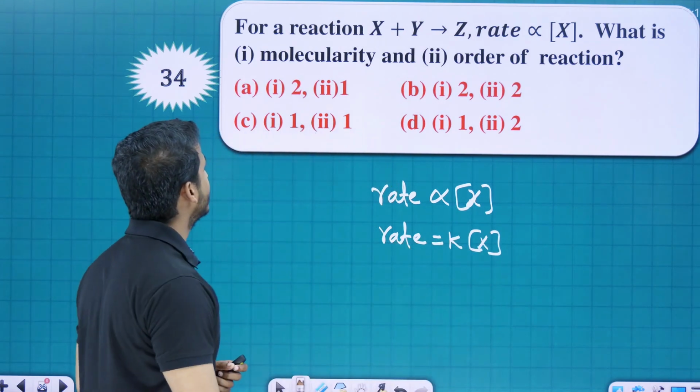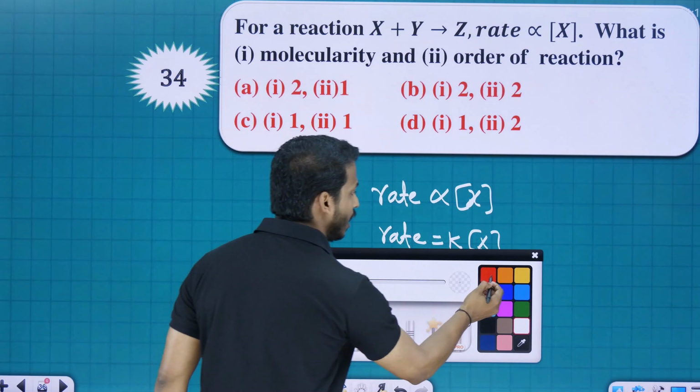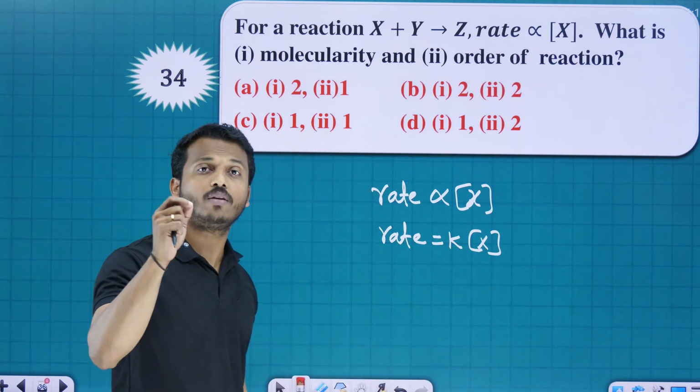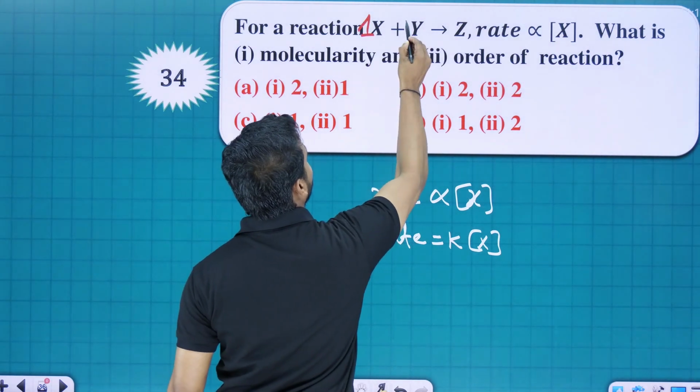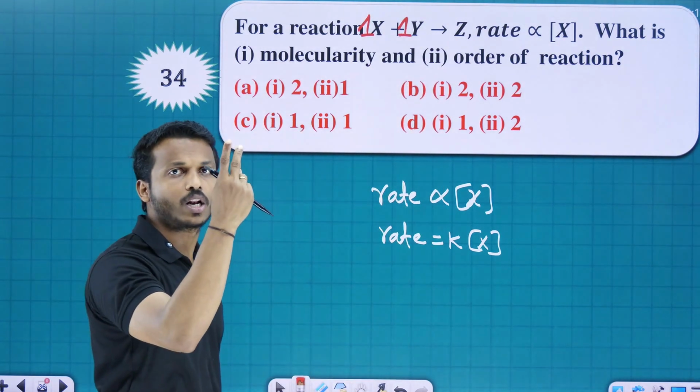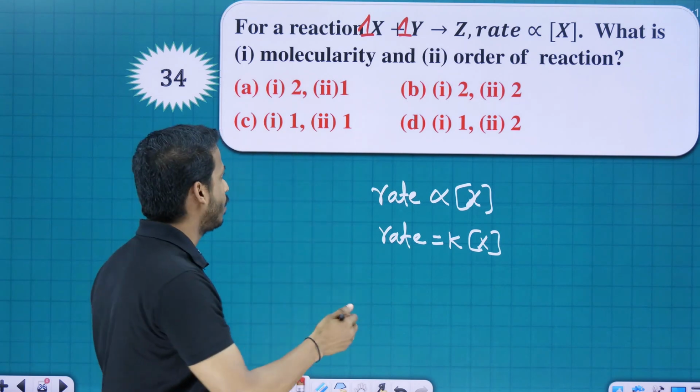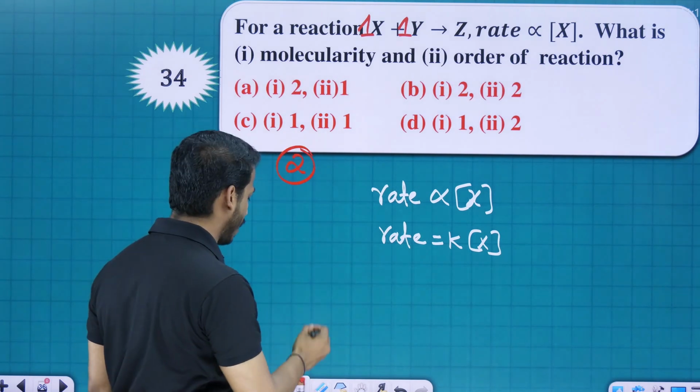All right. What is the molecularity? Dear, where do you get molecularity from? Molecularity we will get from the balanced equation. This is our balanced equation. One x is there, one y is there. So a total of 2 reactants is there. So 2 is the molecularity.